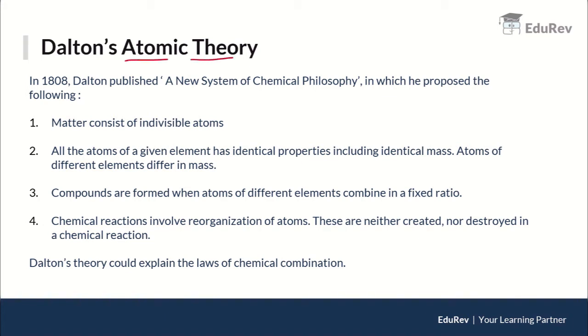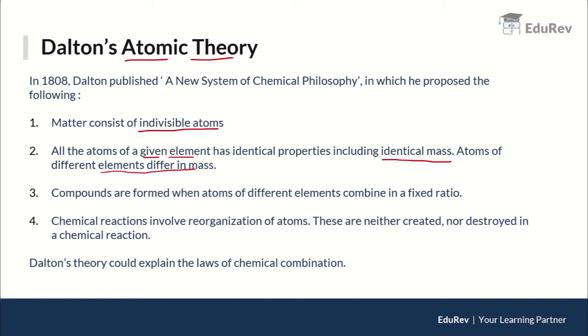Some of the key postulates of this theory are: number 1, matter consists of indivisible atoms. So atoms cannot be divided further. However, this theory was later proved wrong, as we will study in the chapter called structure of atom. But for now, you should understand that as per this theory, matter consists of indivisible atoms. The second point says all the atoms of a given element have identical properties, including identical mass. Atoms of different elements differ in mass.